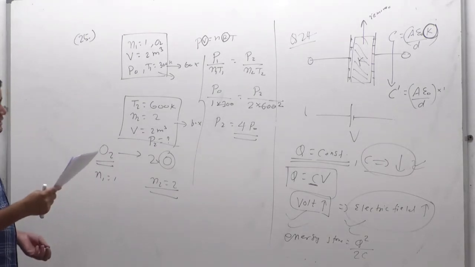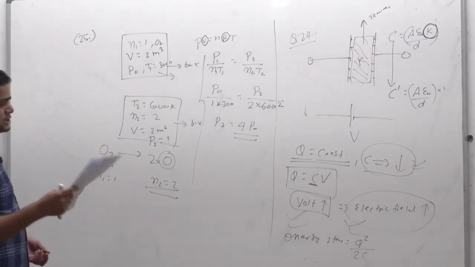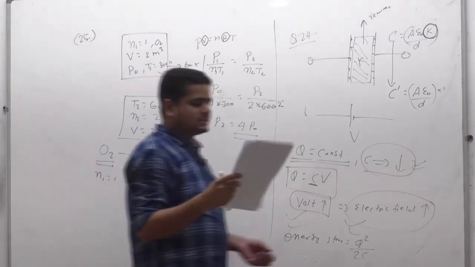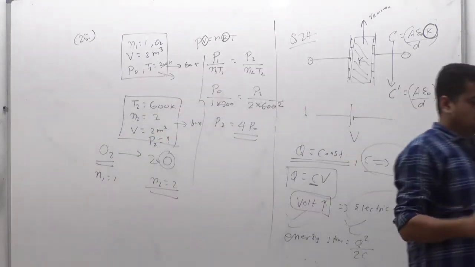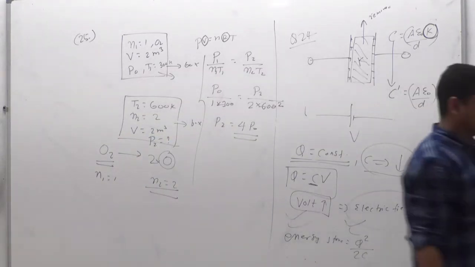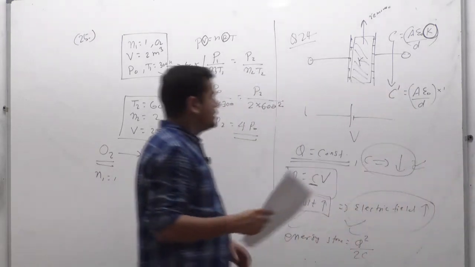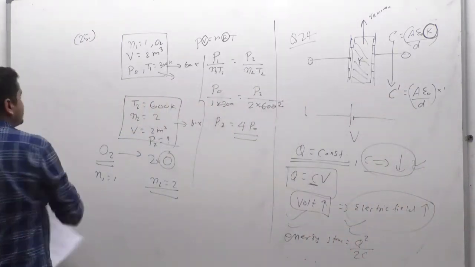So which one is matching? Option C is matching, which is 4 P naught. So the answer of question number 25 is 4 P naught, which is option C. Is it okay? Okay, that was question number 25.